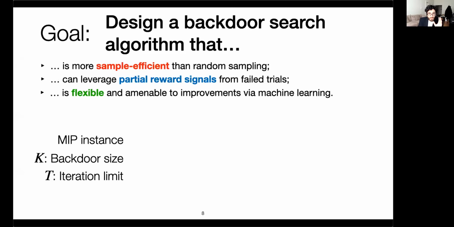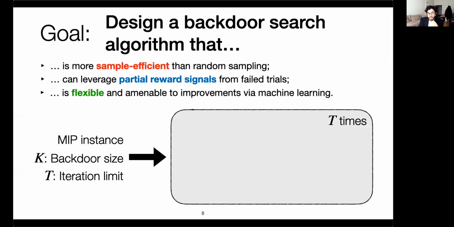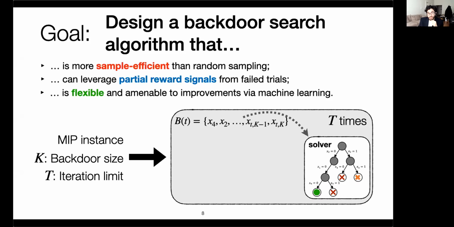We have one MIP instance, some backdoor size we care about, K. Think of this as being just a constant, something very small, and some iteration or time limit. And we're going to repeat the following T times. We're going to suggest a set of variables, let's call it BT, where T refers to the iteration. This set has K variables in it. It goes to a solver.